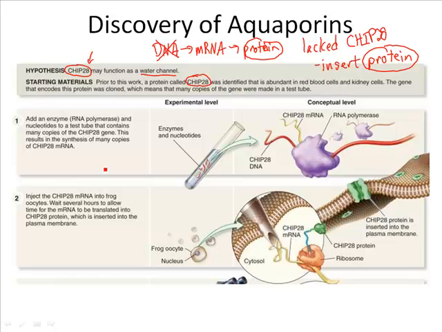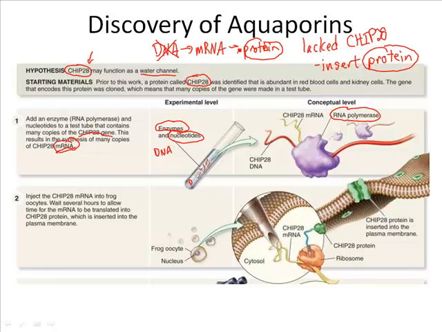What they did is they produced mRNA in a test tube. They included the enzymes important to produce RNA, called RNA polymerase. So they added the nucleotides necessary to make RNA, they added the enzymes, and they added copies of the CHIP28 gene. So they put the DNA in, they put the nucleotides in the test tube, put the enzymes, and as a result, they got lots of copies of the RNA for that particular gene.